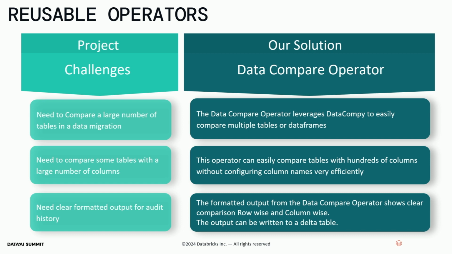And one of the production cutover checklists as we were going through this process was having a clear and concise format for the regression testing results, where it can show a very clear formatted output for any row-wise or column-wise comparison. And the data compare operator was able to provide us just what we wanted. And we can also store this data to a Delta table. The regression testing results can be stored there, so that if you want to come back and take a look at that later on, they are available for you.